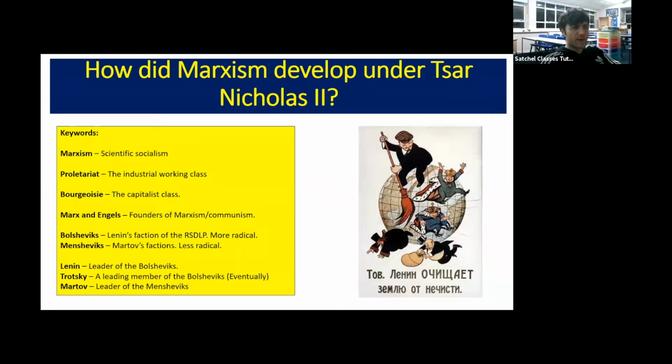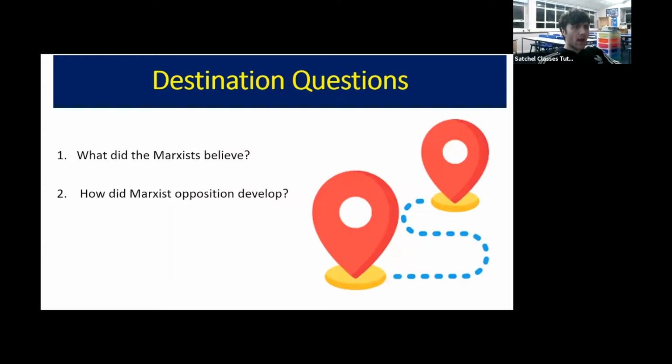So it's good to become familiar with him now. Okay, so where are we going in today's lesson? What are our destination questions that we're going to try and answer by the end? Well, there are two. Number one, we're going to try and say, what did the Marxists believe? What is the actual set of ideas that the Marxists were putting forward?